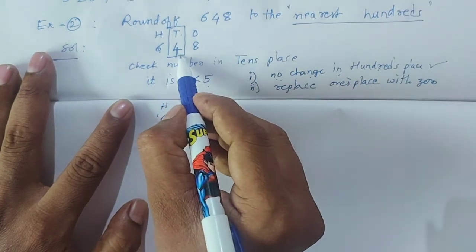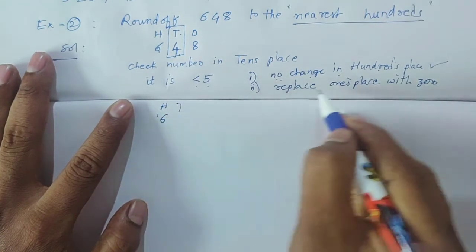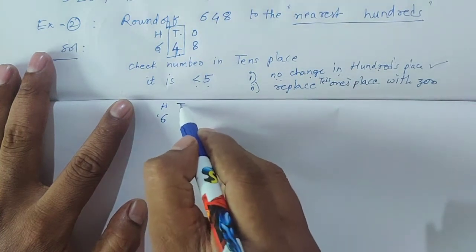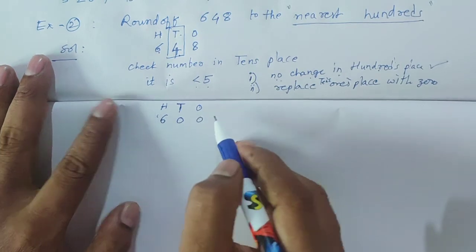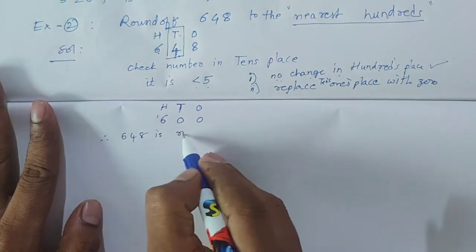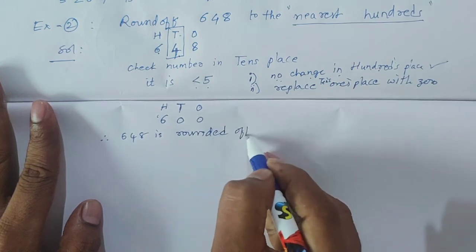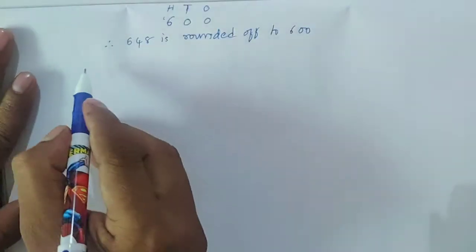Tens place, we have to put 0. Replace tens and ones place with 0. So tens place 0 and ones place will also be 0. Therefore 648 is rounded off to 600.